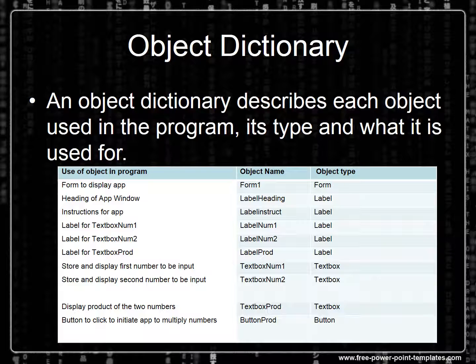We want a text box num1 to store, display and capture that first number that's typed in. Text box num2 is to store and display the second number to be put in, and then finally we display the product of the two numbers in text box prod, which obviously is a text box, and then there's a button prod. The point of the button is that's the event that starts this whole script running. So the event, of course, is the button click. Okay, so there's our objects to be used in the program.